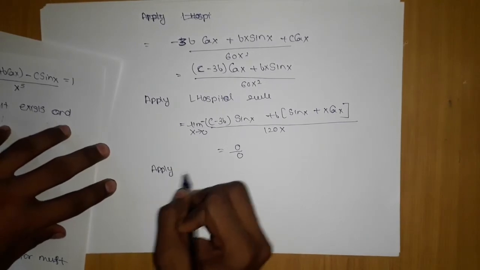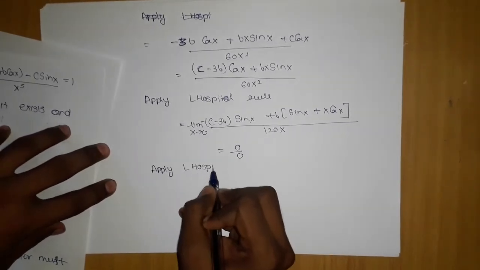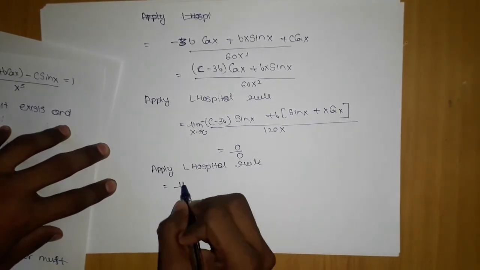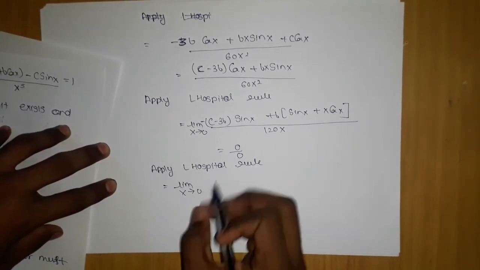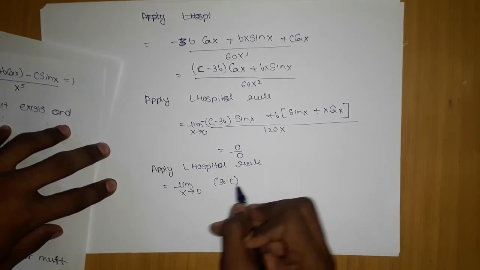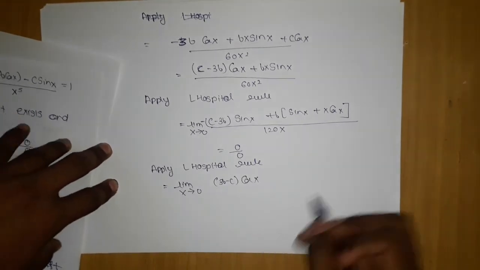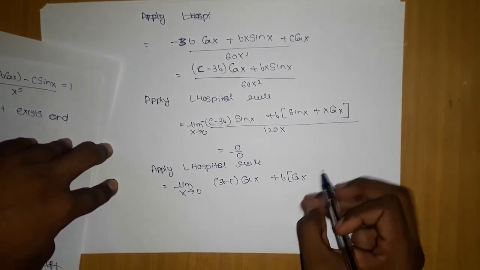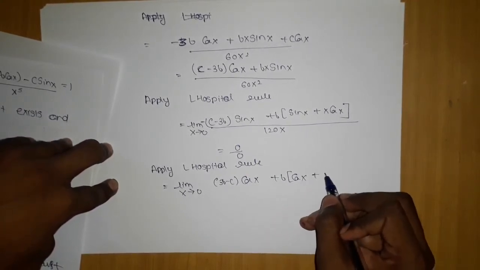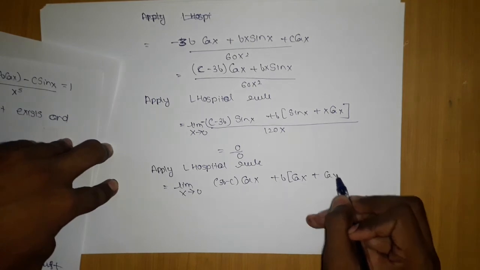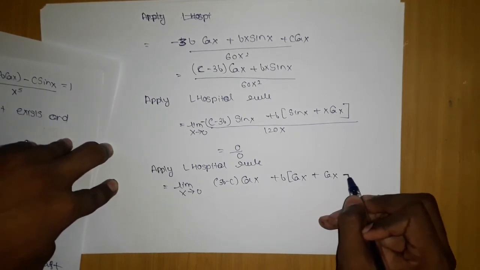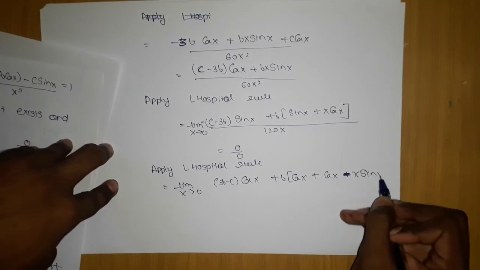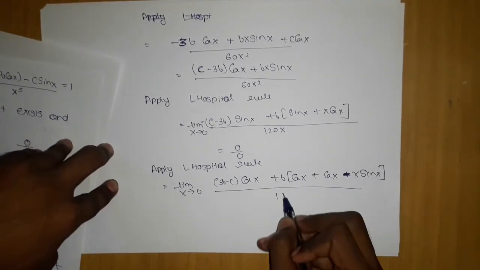Apply L'Hopital rule. We get limit x tends to 0. This is 3b minus c. This will become cos x. This will be b cos x. This will be cos x minus x sin x, the whole by 120.